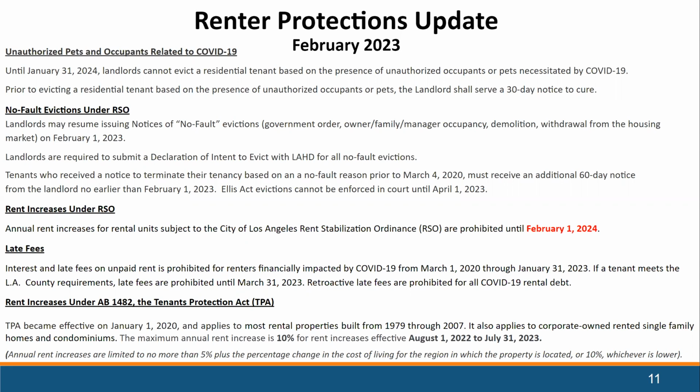So once again, if the rental unit is subject to the RSO, no rent increases are allowed until February 1st, 2024. But if it's not subject to the RSO, then rent increases are allowed to no more than 10%.